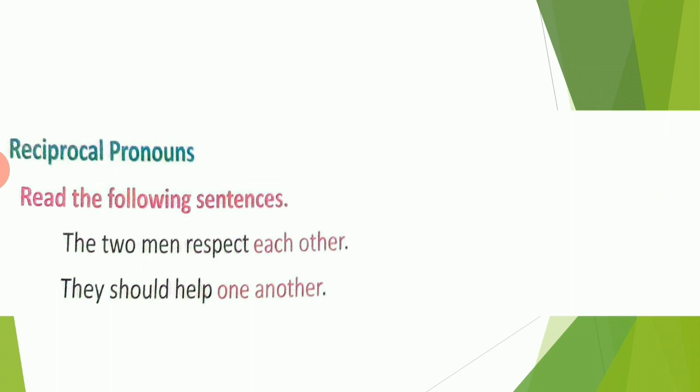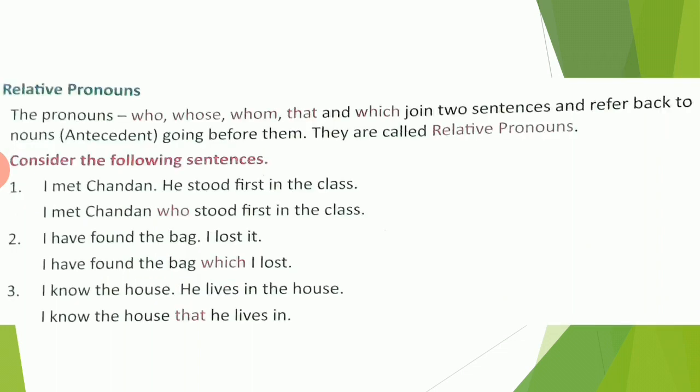Then we have relative pronouns. The pronouns who, whose, whom, that, and which join two sentences and refer back to nouns, that is, the antecedent going before them. So they are called relative pronouns. Now, if you can see in the examples that are given over here, I met Chandan, he stood first in the class.